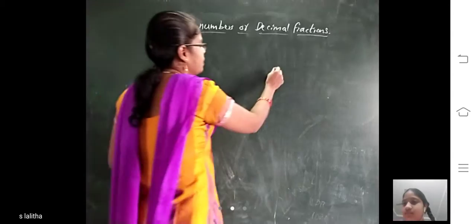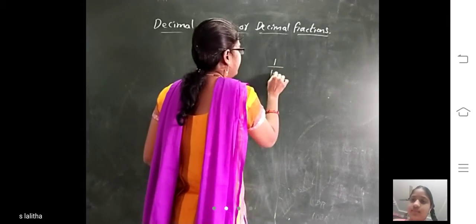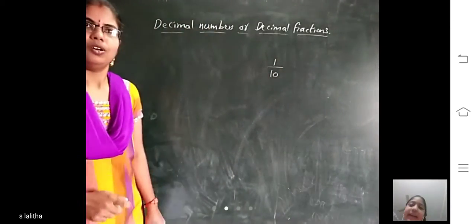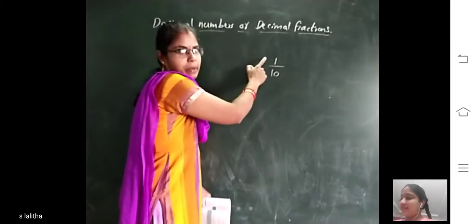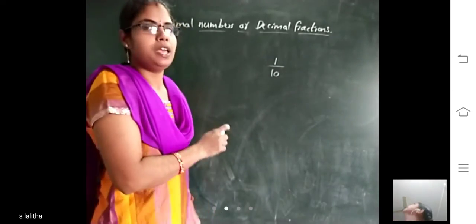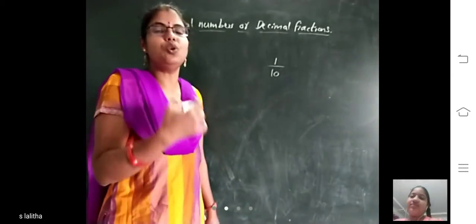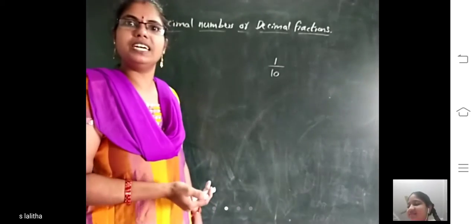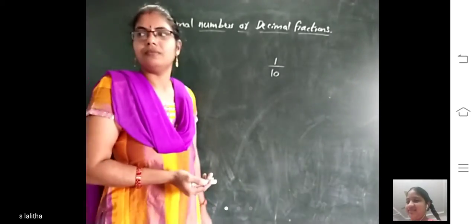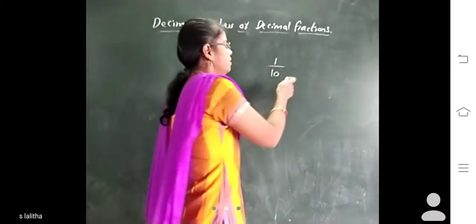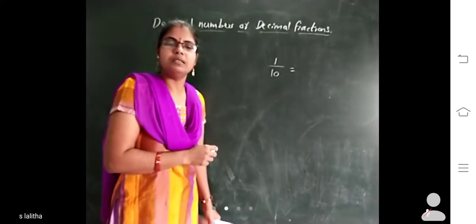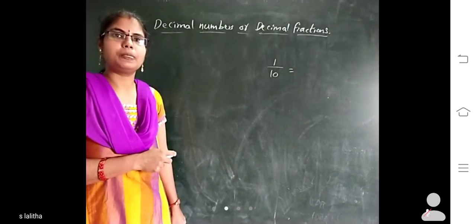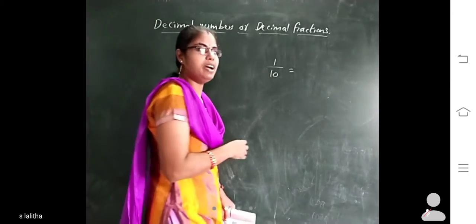Suppose, see, I am writing 1 by 10. This is a fraction. 1 by 10 is a fraction. Okay. Now, you have to convert it into a decimal number. How to convert it into a decimal number, children? Surya, listen. How to convert 1 by 10 into a decimal number? How to divide?